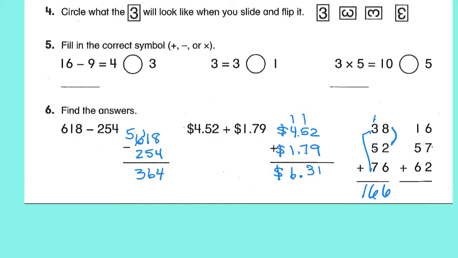6 plus 7 is 13, plus 2 more equals 15. Bring your 5, carry your 1. So let's see. 1, 2 plus 5 is 7, and 7 plus 6 is 13.